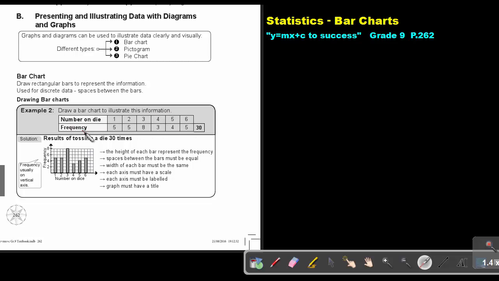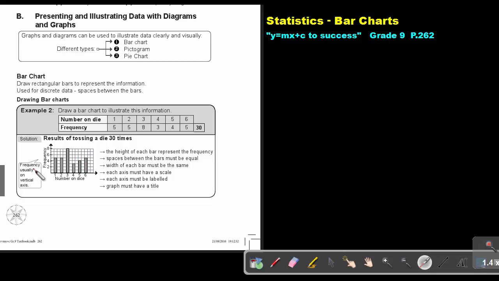There is your frequency table. Now, this is the results of tossing a die 30 times. I make this vertical axis my frequency, and this horizontal axis the number on the dice. If it's 1, it must go up to 5. 2 must also go up to 5. 3 must go up to 8. 4 must go up to 3. 5 must go up to 4. And 6 must go up to 5.